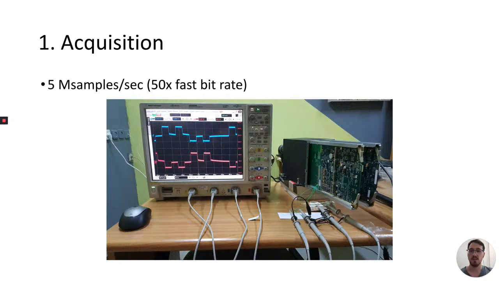The first step is to sample the signal. We sampled at about 50 times the bit rate, more than what is required to extract the bit values, because we will be examining the analog properties of the signal.